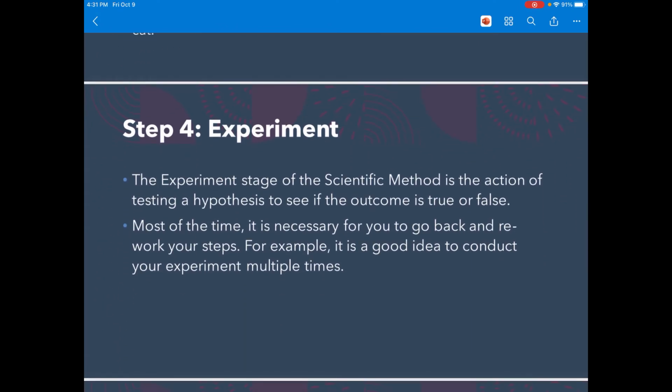Step 4. An experiment. The experiment stage of the scientific method is the action of testing a hypothesis to see if the outcome is true to your hypothesis or false to your hypothesis. Most of the time, it is necessary for you to go back and rework your steps. For example, it is a good idea to conduct your experiment multiple times.